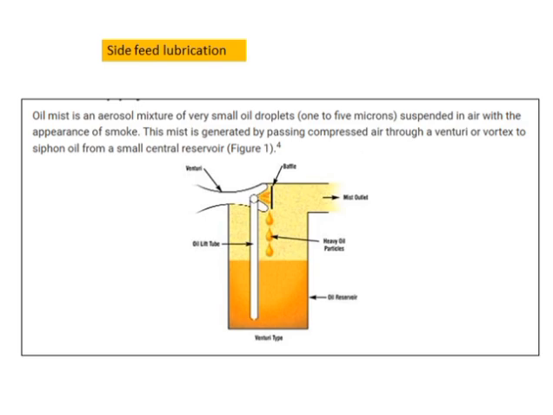Then oil mist lubrication. Oil mist is an aerosol mixture of very small oil droplets suspended in air with the appearance of smoke. The mist is generated by passing compressed air through a venturi to siphon oil from a central reservoir as shown in the figure. So this is oil mist lubrication.